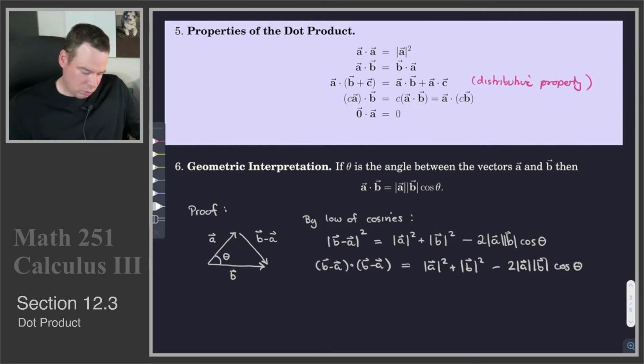All right, now we're going to work out the dot product. We're going to use the distributive property. If I think of this as a single vector, I can distribute it across there. So that would be b minus a dot b, minus b minus a dot a. So that's a first application of the distributive property.